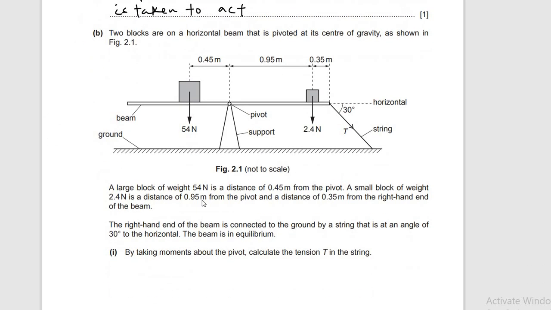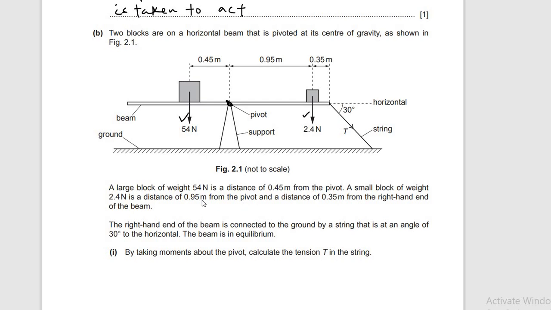The question said that the beam is in equilibrium. Yes, it must be in equilibrium because there's a string tying it down to the ground, and mathematically the weights have been placed in such a way that they are balanced. By taking the moment about the pivot, calculate the tension in the string. Now how many forces do we have there? 54 Newton is a force acting down, 2.4 Newton is a force acting down.